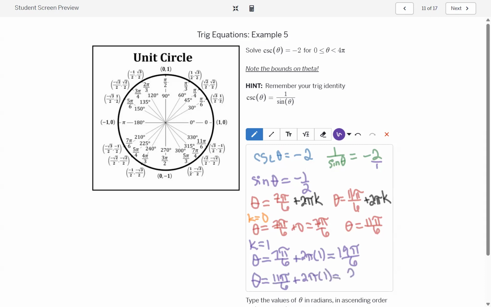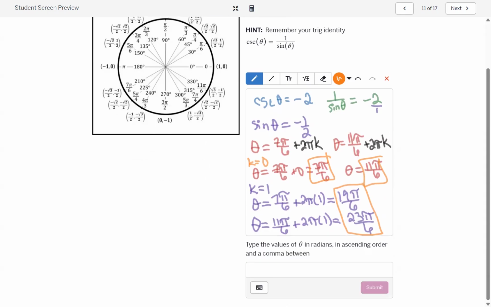And then 11 plus 12 will be 23 pi over 6. So we have 4 answers. Forgot to hit the comma.